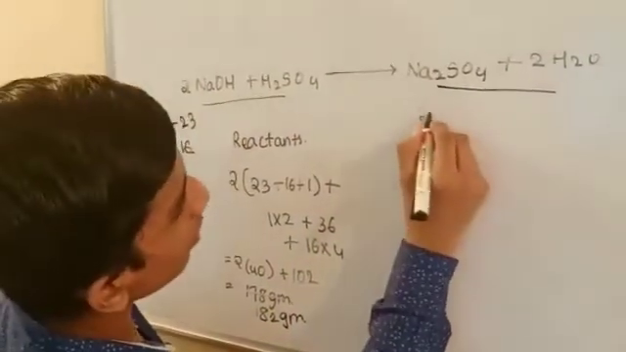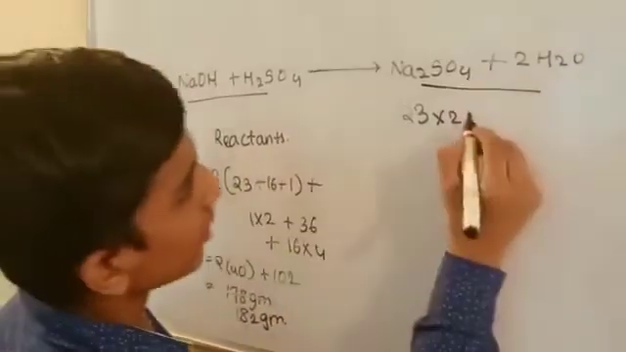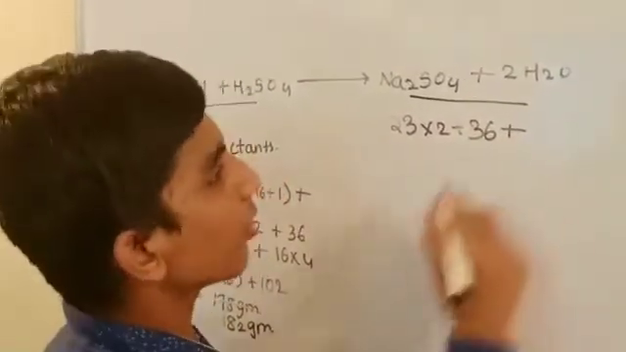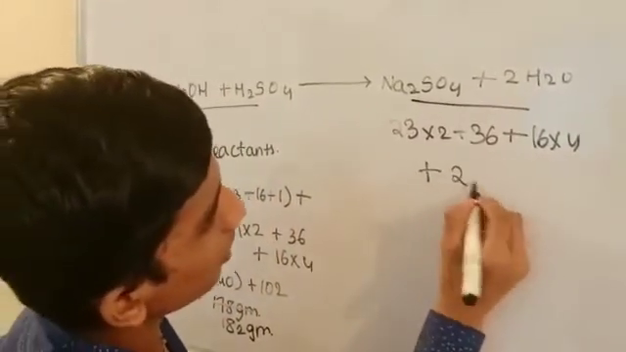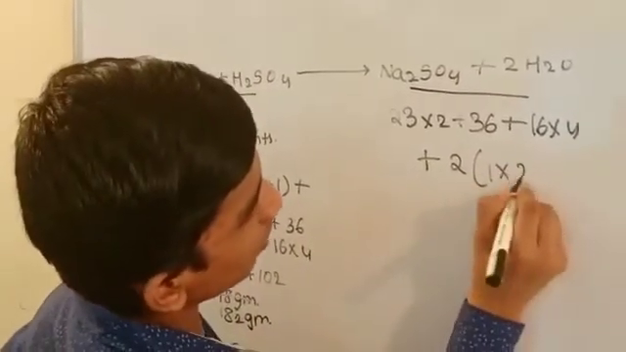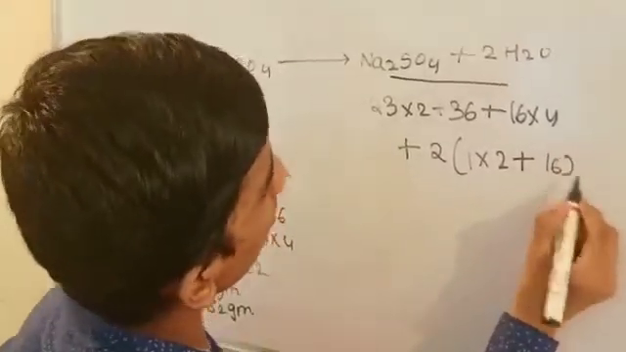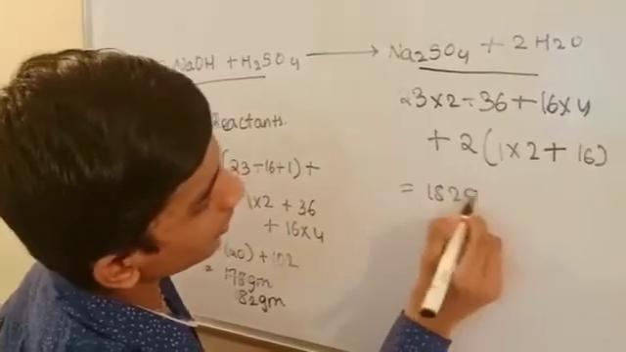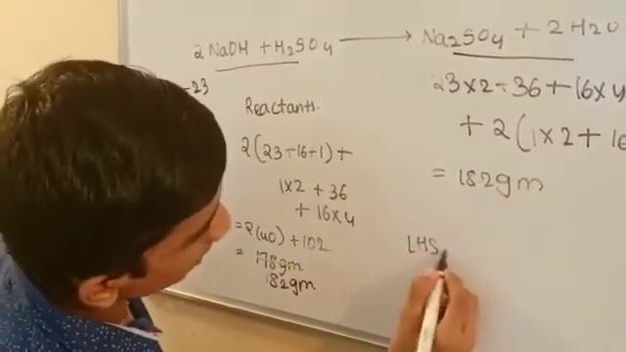Now on product side, sodium into 2, 23 into 2, plus sulfur 36 plus oxygen into 4, means 16 into 4, plus 2 into hydrogen into 2, means 1 into 2, plus oxygen means 16. Now this also we get 182 grams if we check. 182 grams. Now reactant side LHS is equal to RHS.